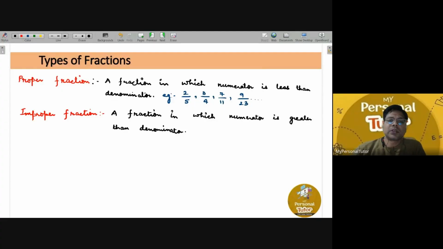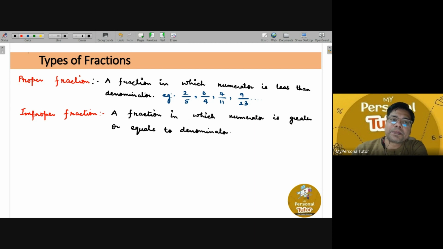So what about improper fractions, right? A fraction in which numerator is greater than denominator. This is not completely correct. This is partially correct. So what is the correct definition? A fraction in which numerator is greater than or equal to denominator, okay? Or equal to denominator. Are you getting it?